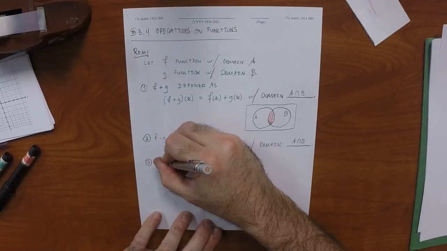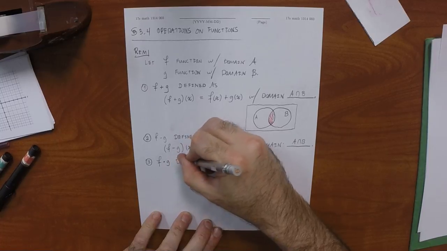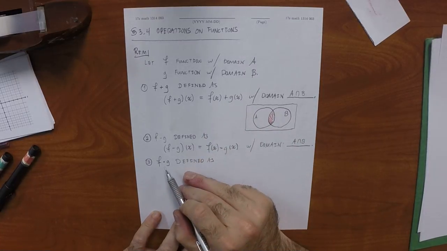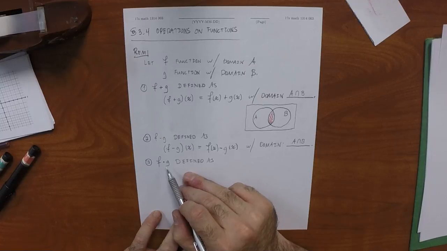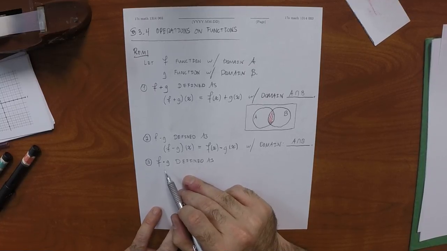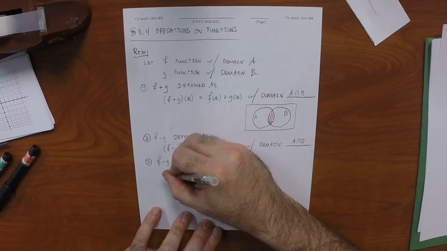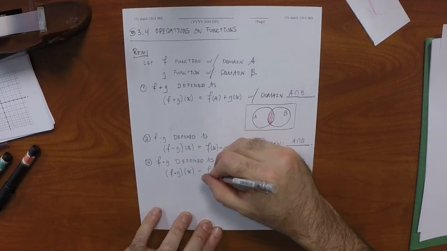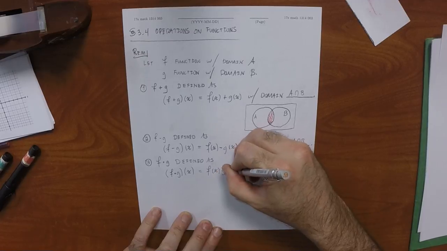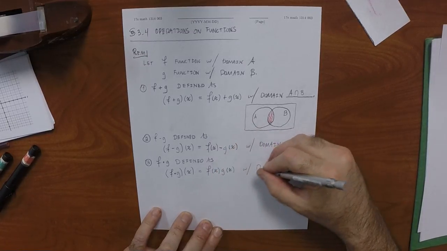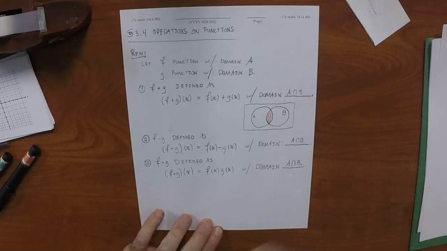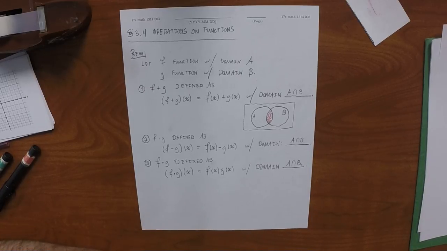Three, F product G is defined as, so that is a solid dot, not an open dot. And if you have no idea why I just said that, then don't worry about it. So F product G evaluated at X is F evaluated at X multiplied by G evaluated at X, with domain, same thing, for the same reasons. You've got to be able to evaluate F, and you've got to be able to evaluate G, so you've got to be able to evaluate them both.